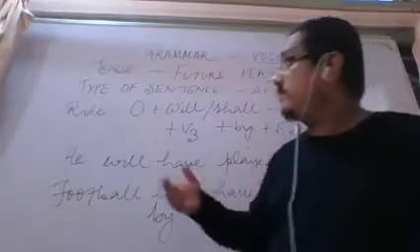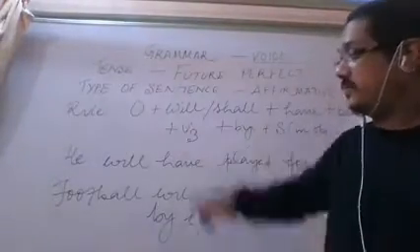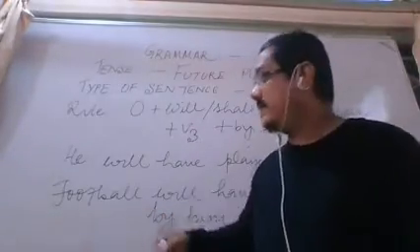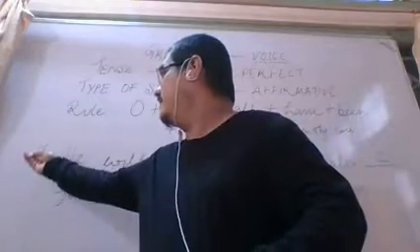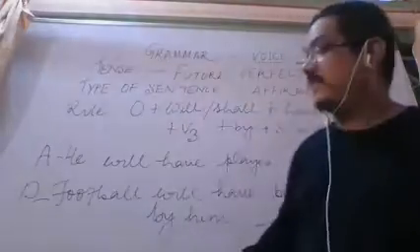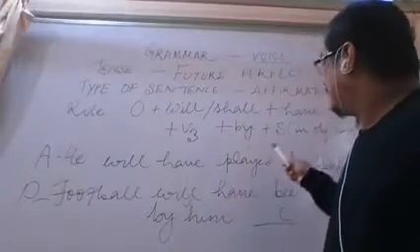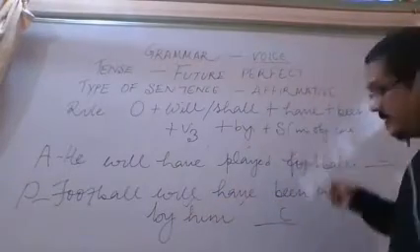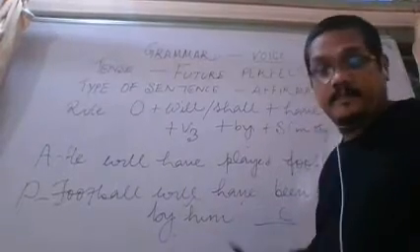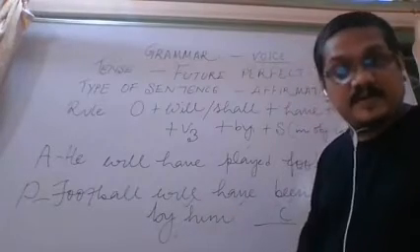Okay, now to change it to passive voice, let us take help of the rule. First is object, let us see, and football is the object here, right? This is active voice and this is passive voice. Okay, now here we find that football, will or shall, will, have, been, V3, played by him. Him is the subject. Here it is in objective case, right?